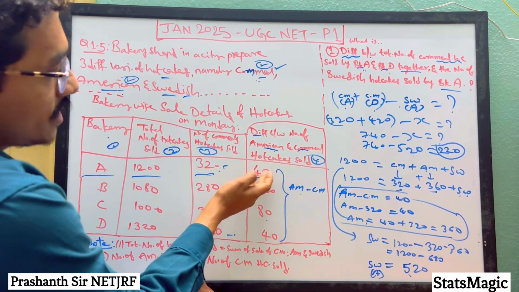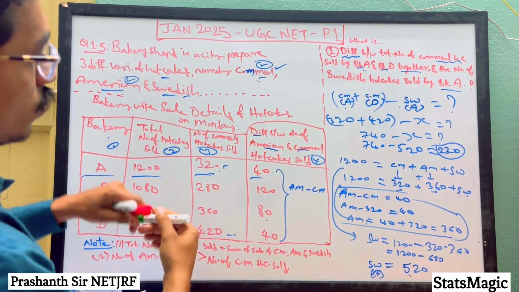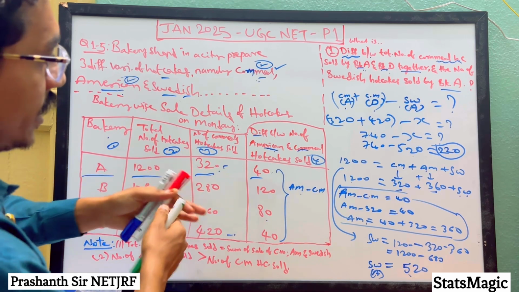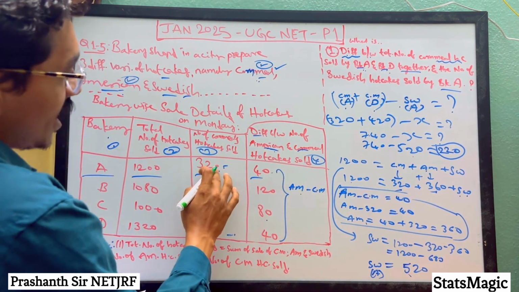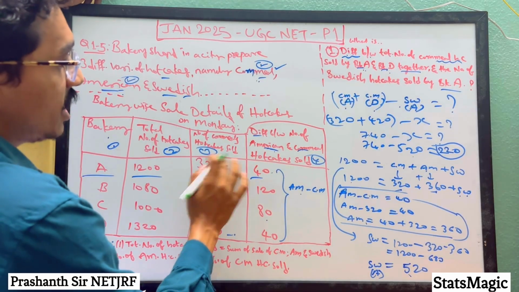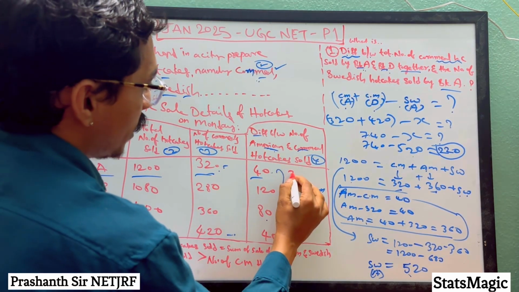That means for the bakery, American is 40 more than corn meal. How much is our corn meal? They gave corn meal directly as 320 here. American is always greater than 320 and the difference is 40. So obviously 320 plus 40, that is 360, American.